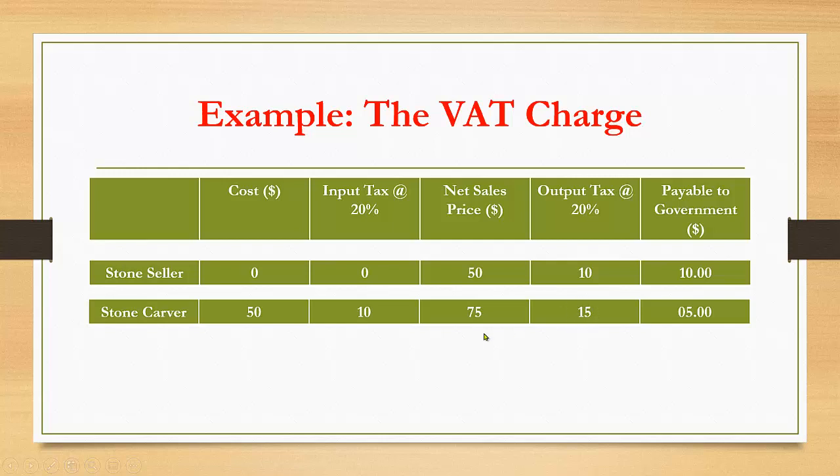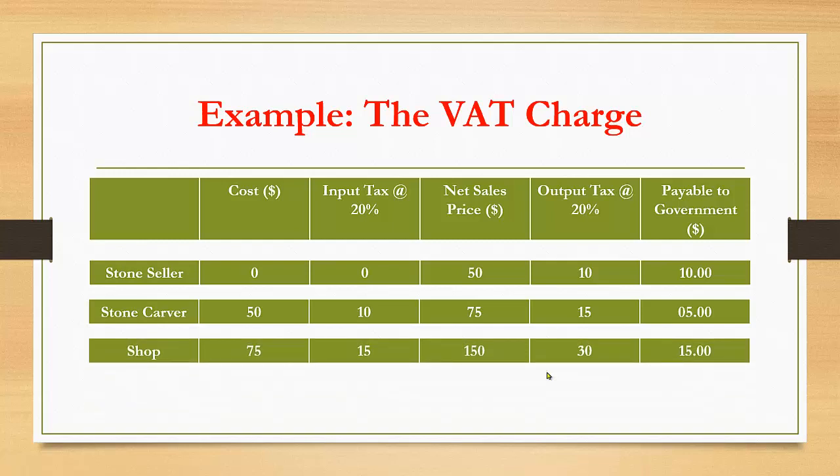So when a stone carver, after finalizing the product, sells his or her product to a shop, so that the shop would sell this product to a retail customer, he will charge 20% tax from the shop. So $15 is what the stone carver will receive. The stone carver will calculate the difference, because at the time he purchased the stone from the stone seller, he had already paid $10 tax. Then as an output tax, the stone carver will collect $15. So 15 will be the output, 10 will be the input. The difference will become $5. So this $5 will go to the government.